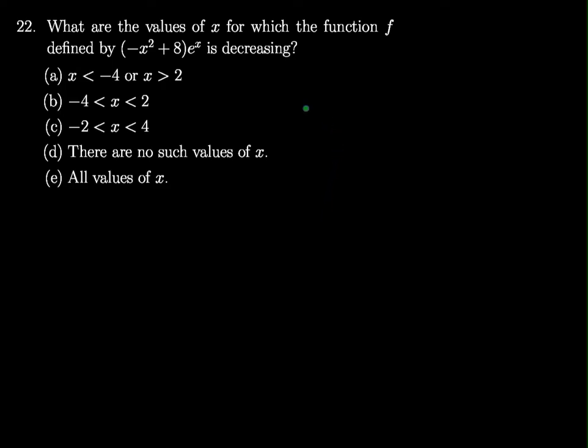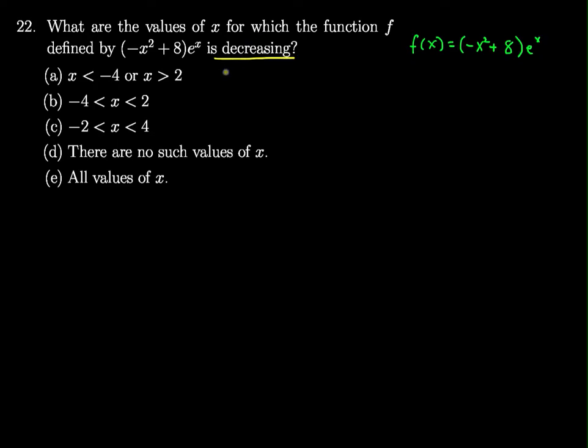Okay, what are the values of x for which the function f defined by the quantity negative x squared plus 8 times e to the x is decreasing? So I look at this and we first notice that we have the function f defined. We know that f of x is equal to negative x squared plus 8 e to the x. And I also notice that I'm looking for where this is decreasing.